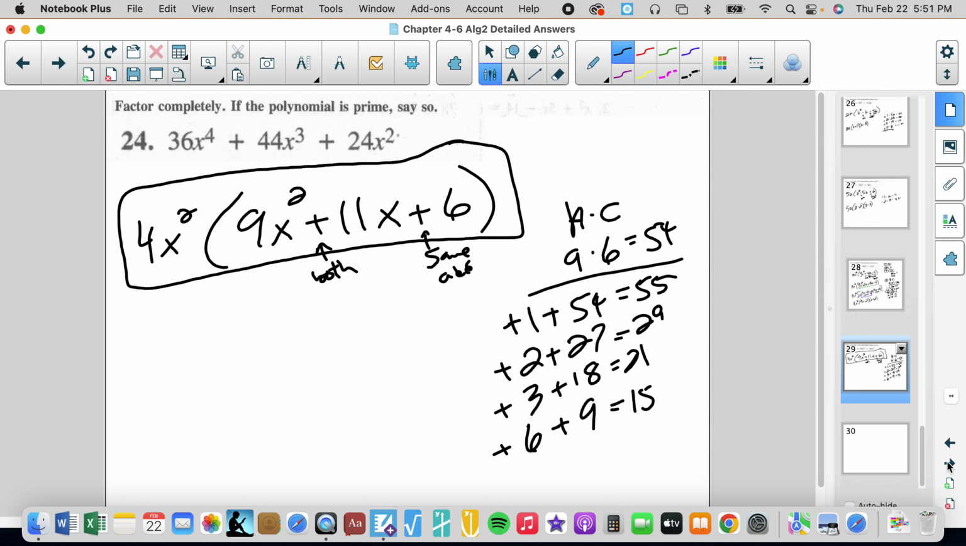Number 24, 4x squared times the quantity 9x squared plus 11x plus 6.